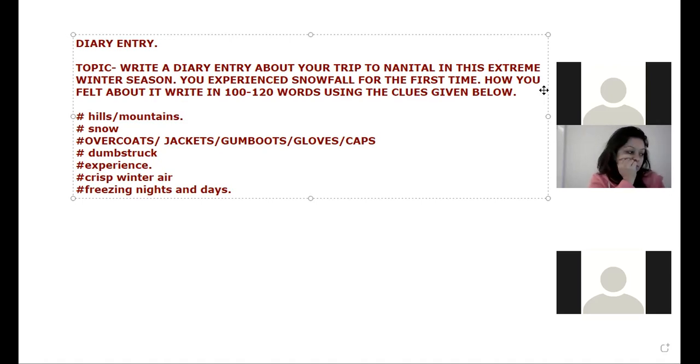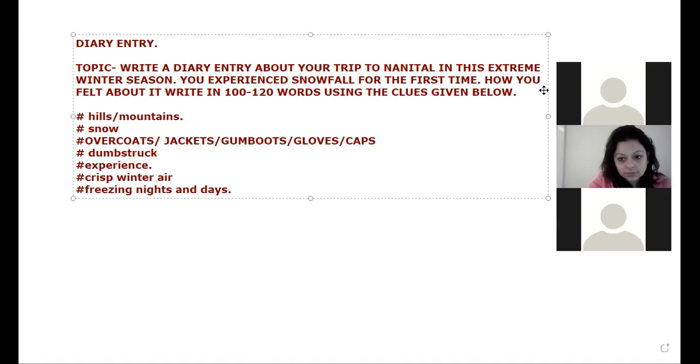Ma'am, in the third point, it is written overcoat, jackets, boots, gloves, and caps. So, ma'am, do we have to choose only one? No, no, you can use all of these. Ma'am, what is overcoats? Overcoats, beta, are the coats that are worn over the clothes that you are wearing. Okay.